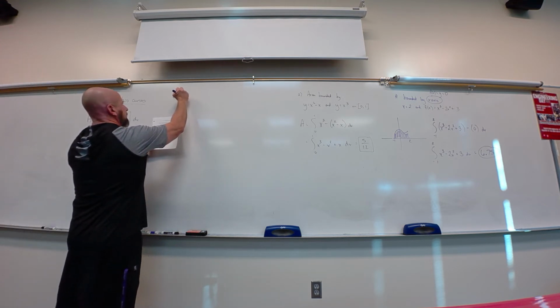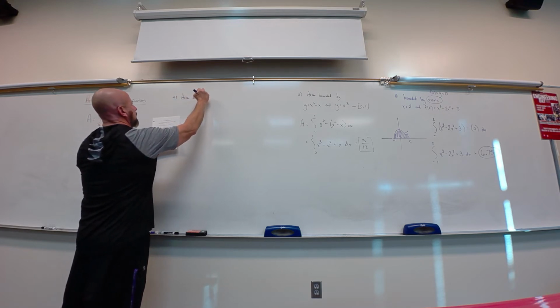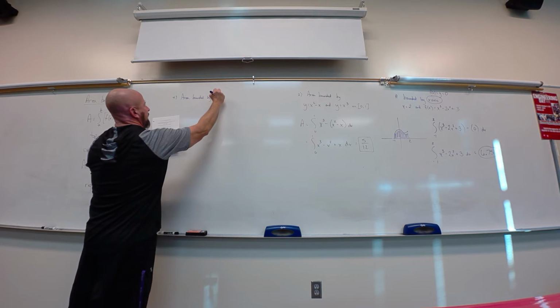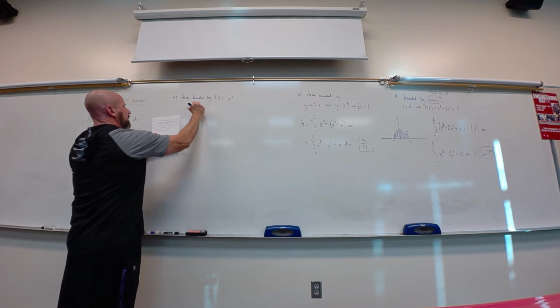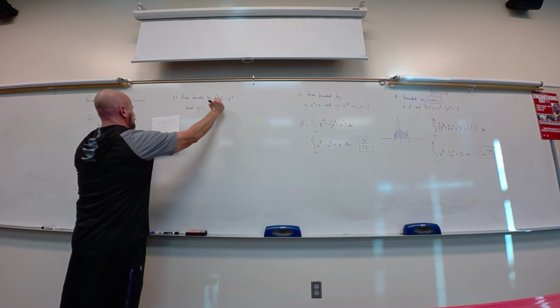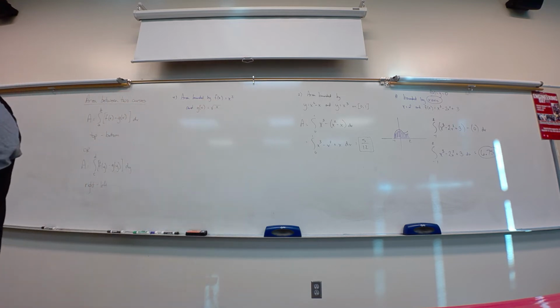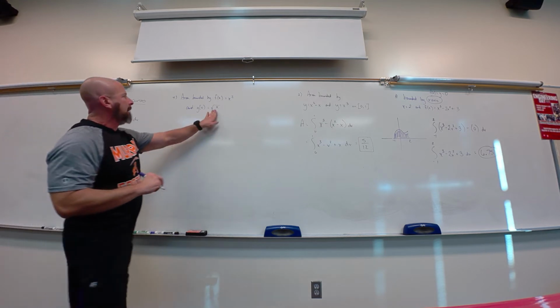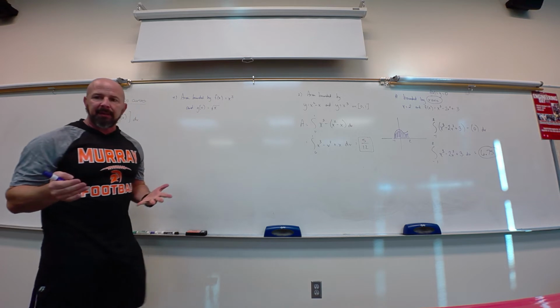Let's go with a different one. Let's go area bounded by f of x equals x squared and g of x equals square root x. So now we're back to similar to the first one where I'm not given any kind of an interval. So I've got to go figure out the interval.